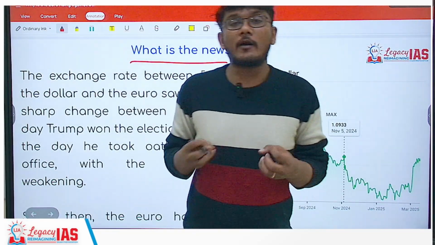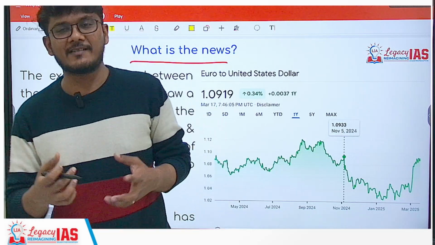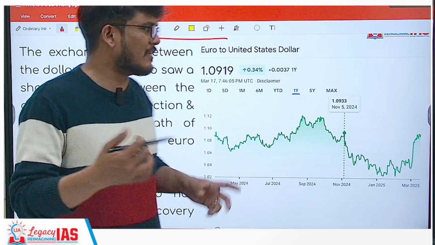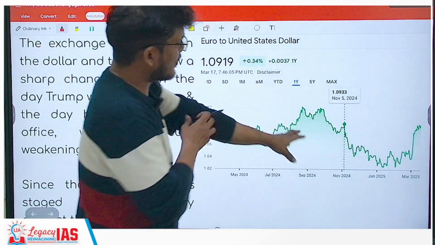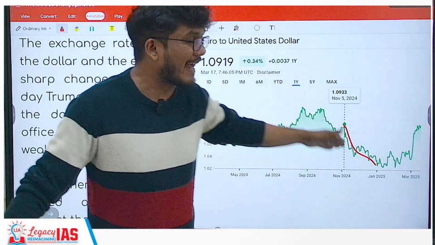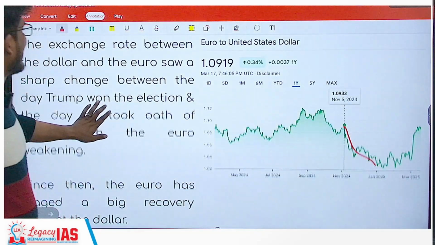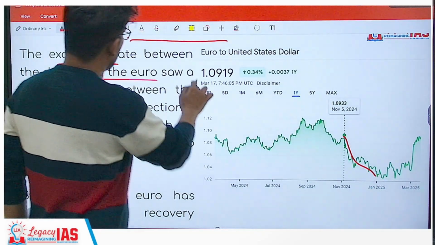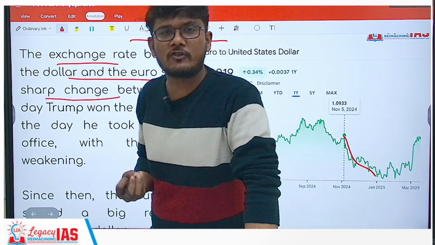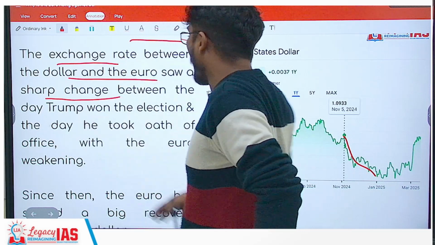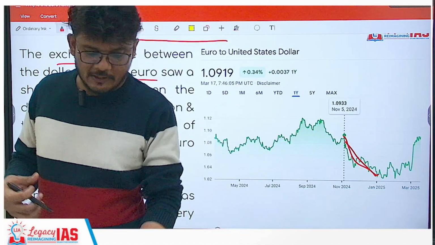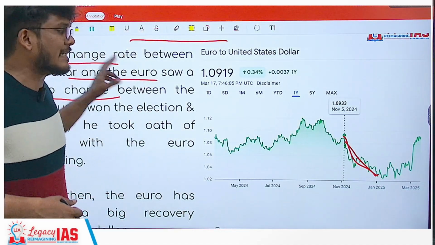See, when Donald Trump was to become the president of USA, since then if we track the euro, we will see that once he became the president, the power, or let's say the value, of the euro declined with respect to the dollar. So the exchange rate between the dollar and euro saw a sharp change. Now, what was that change? Did the dollar weaken? No, it was the euro that weakened, right? We'll see the reasons for that. But did it keep on weakening?